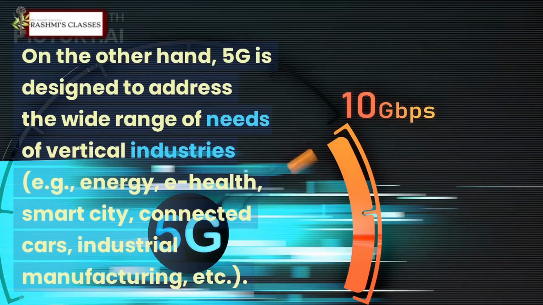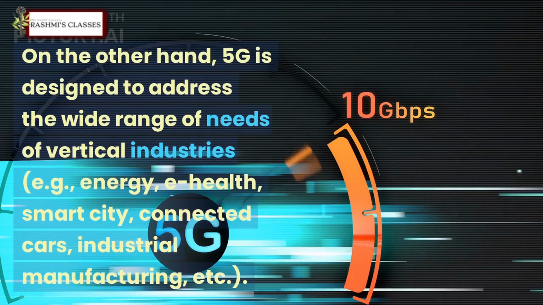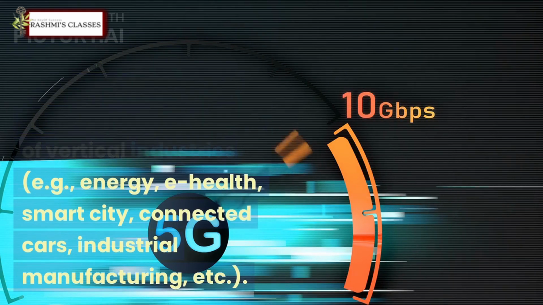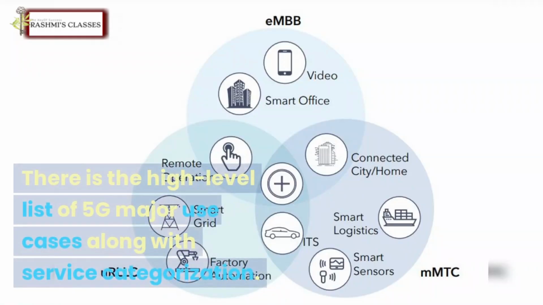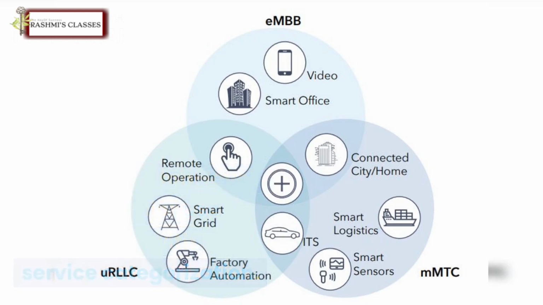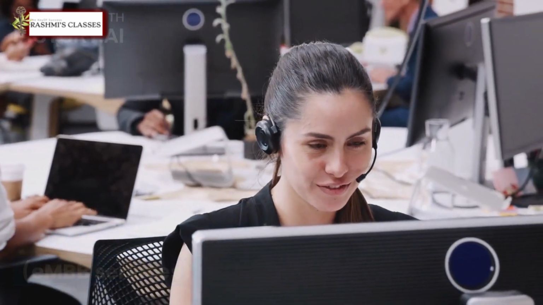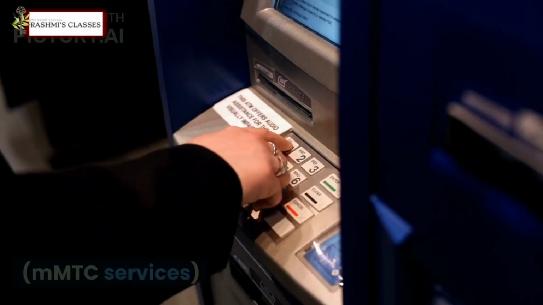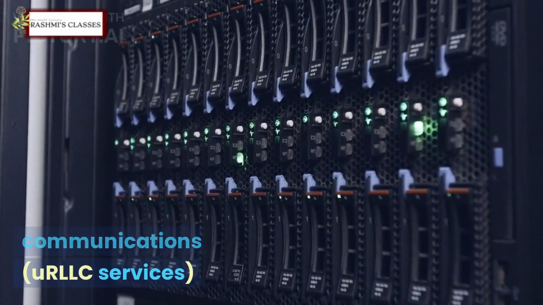On the other hand, 5G is designed to address the wide range of needs of vertical industries, e.g., energy, health, smart city, connected cars, industrial manufacturing, etc. Here is the high-level list of 5G major use cases along with service categorization. Enhanced mobile broadband services, eMBB services. Massive machine-type communications, mMTC services. Ultra-reliable low-latency communications, uRLLC services.